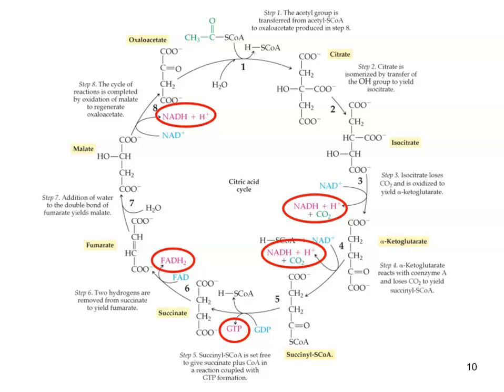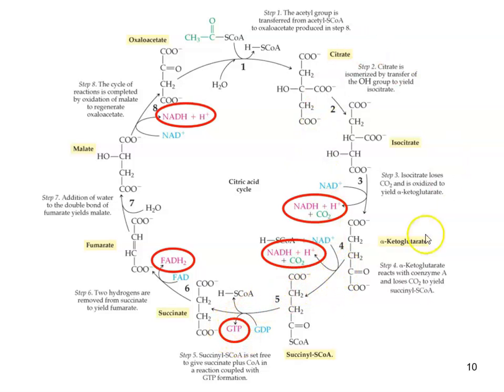The net result of the citric acid cycle or the tricarboxylic acid cycle is the generation of 4 reduced coenzymes, 3 NADH and 1 FADH2, 2 CO2 molecules, and 1 GTP.